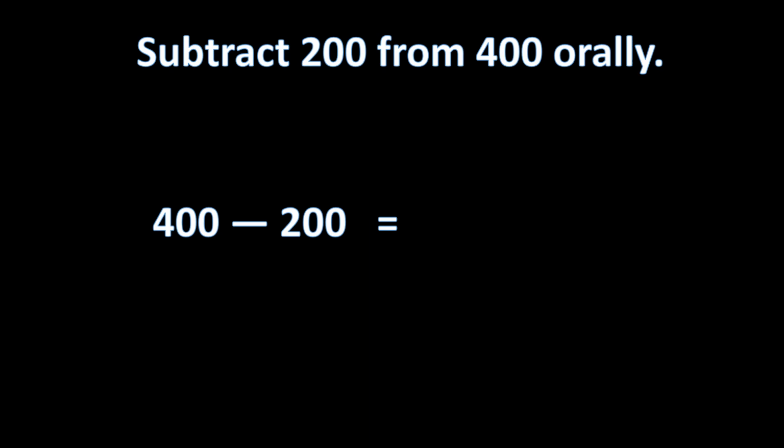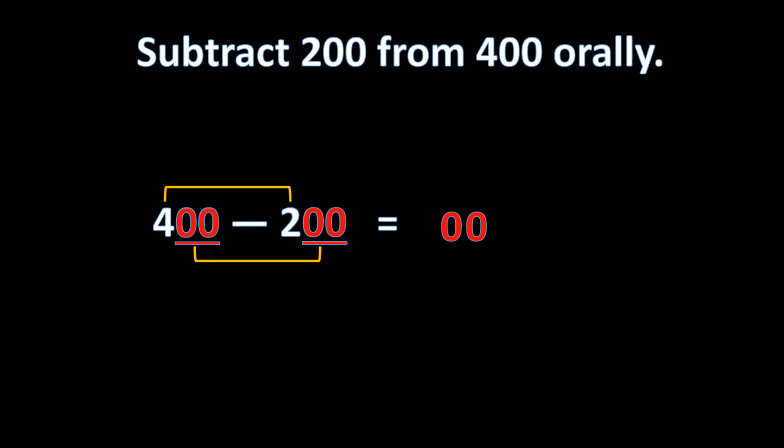Let's try another example. Subtract 200 from 400 orally. So first we will write 400 minus 200. Look in the ones place and tens place in 400 and 200. We have two zeros in each. And we know that 0 minus 0 is equal to 0. Again, 0 minus 0 is equal to 0.